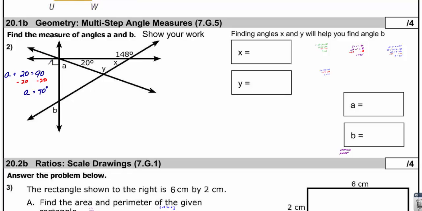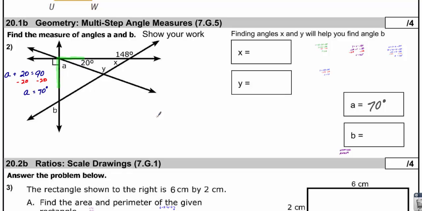Here's what we know. We know that this is a right angle. We know that because we know that this is 180 degrees altogether, and this is a 90. That's what that box tells us. So the other side has to be a 90 also. So then we've got 90 degrees right here. That's A plus 20 makes 90. Take away the 20, and we find that A is 70 degrees.